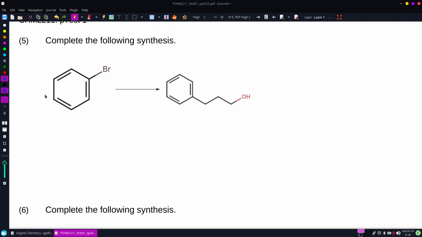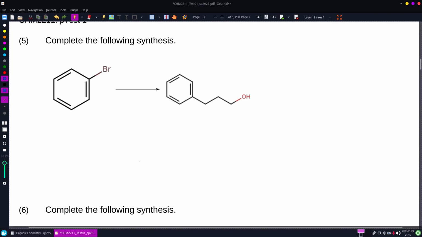Okay, looking at number 5 here, I have a benzene with a bromine on it, and I want to turn that benzene into something that has 3 carbons with an OH on the end. All right, seeing the 3 carbons, I need to do something with organometallics, because I need to do a coupling, and it is 3 carbons. One I could have possibly done with a nitrile, but 3 I'm going to be doing something with an organometallic.